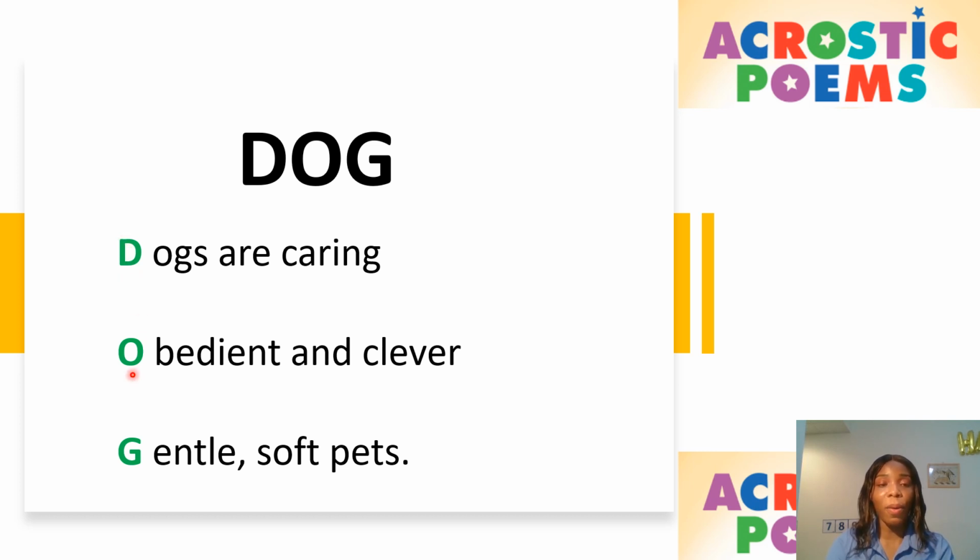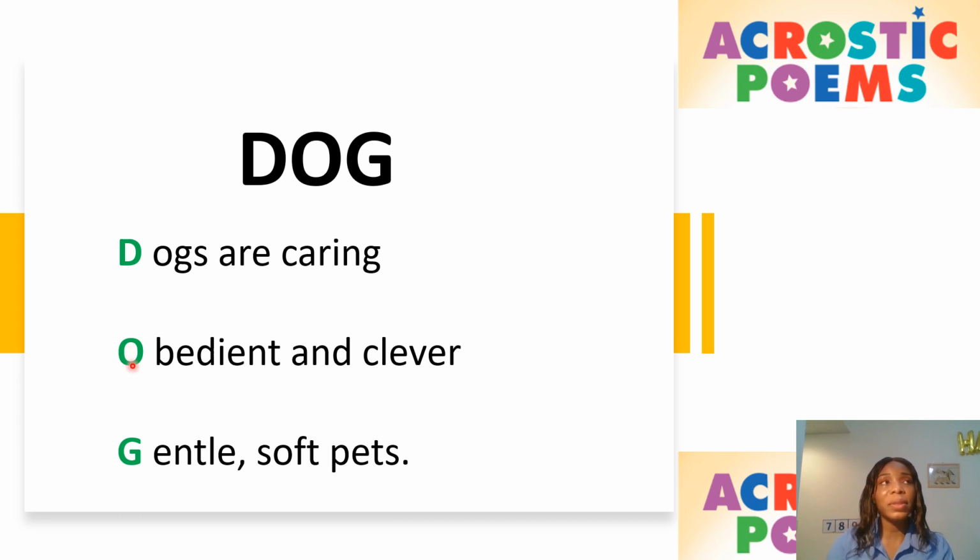D, O, G. Now we have to think of a word or phrase that starts with the letter D. And here I have, dogs are caring. You can see I have come up with a phrase. Dogs are caring. And each word or phrase has to relate with the word you have chosen for your acrostic poem. And now we have to think of the next alphabets.